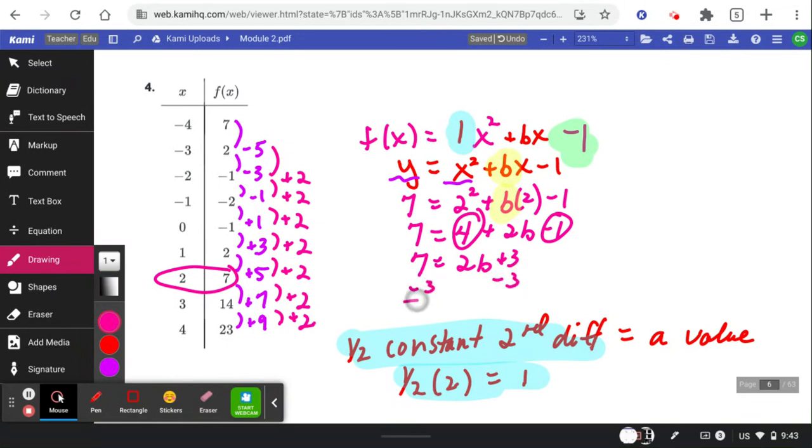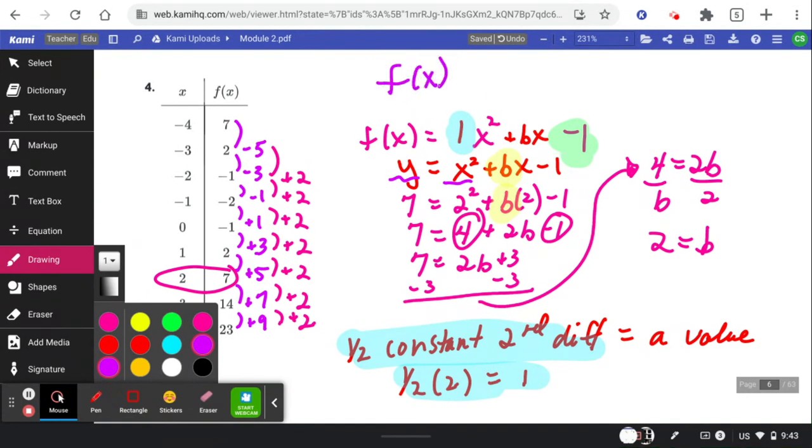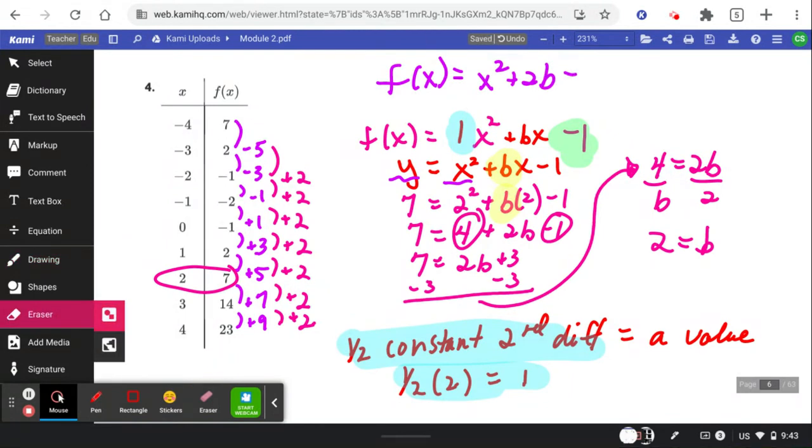Subtract 3 from both sides. I get 4 equals 2b. I get that b equals 2. So that means my final equation is x squared plus 2b. Oops, just kidding, we got the b. Plus 2x minus 1, and I'm done.